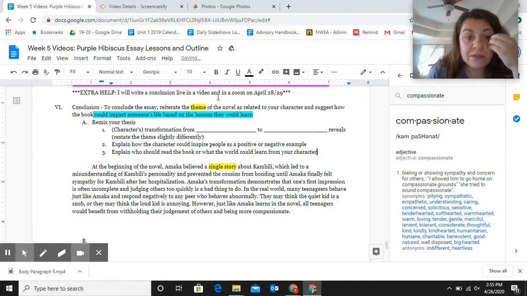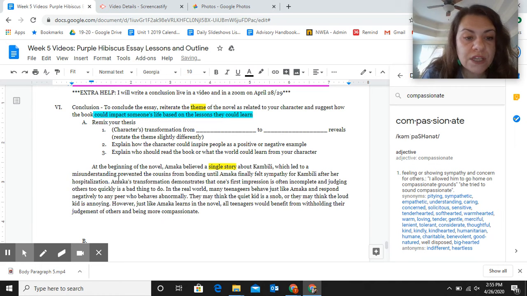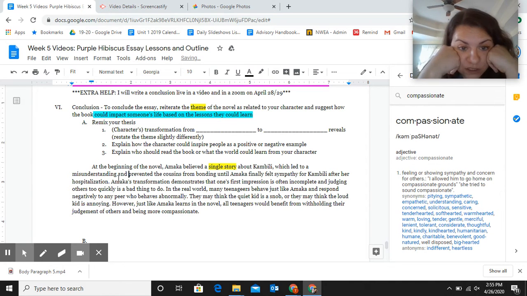All right, so remixing my thesis statement. At the beginning of the novel, Amaka believed a single story about Kambili, which led to a misunderstanding of Kambili's personality. I'm going to take that out because I feel like that's redundant with misunderstanding, and prevented the cousins from bonding until Amaka finally felt sympathy for Kambili after her hospitalization. Okay.